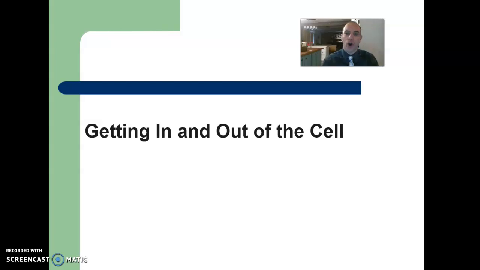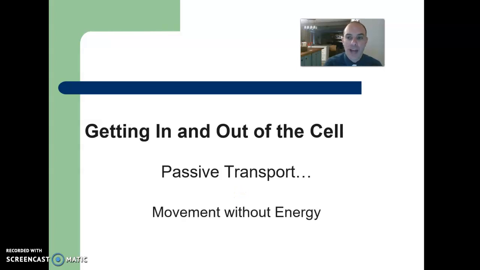Part 2, folks, of the cell membrane notes. Getting in and out of the cell. So let's talk about it. How do you do it? Passive transport, movement without energy. If you are passive, you are not using a lot of energy. If you are active, you've got lots and lots of energy. Kind of like me. All right? No slugs around here.